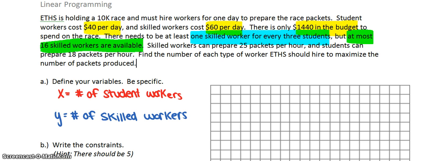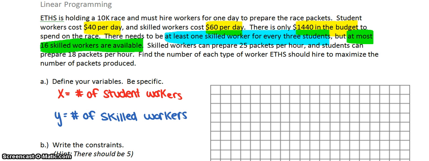Okay, the next constraint has to do with restrictions you have to be the most successful. Like you have 1 skilled worker for every 3 students. So students need someone to oversee them. You need at least one of them. And I should even highlight that "at least." That's important.